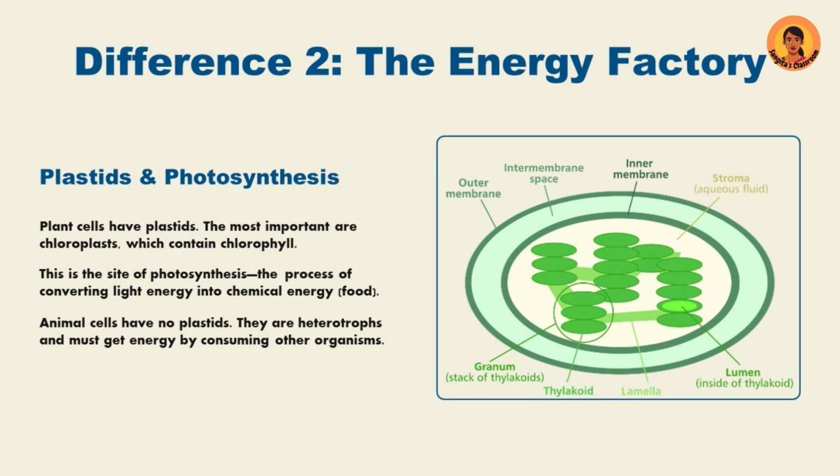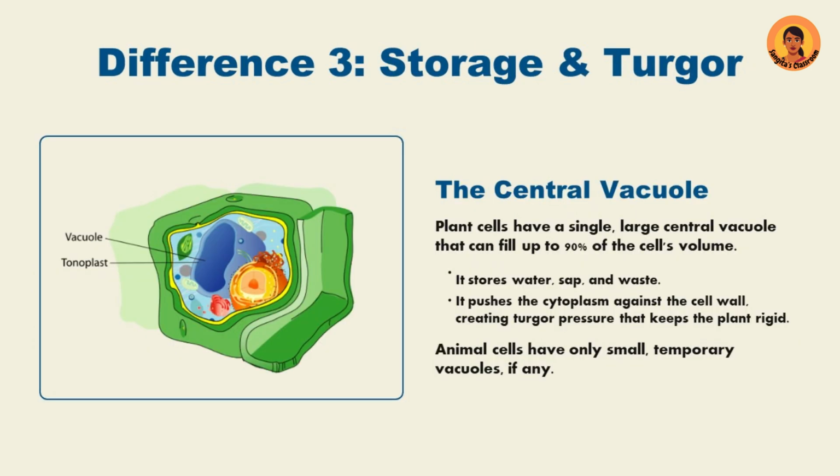Now the third distinction. That means the storage and turgor. Plant cells feature a single, very large central vacuole that can occupy up to 90% of the cell's volume, as the figure shown here. It stores water, sap and waste. Crucially, it pushes the cytoplasm against the cell wall, creating turgor pressure that keeps the plant rigid and prevents wilting.